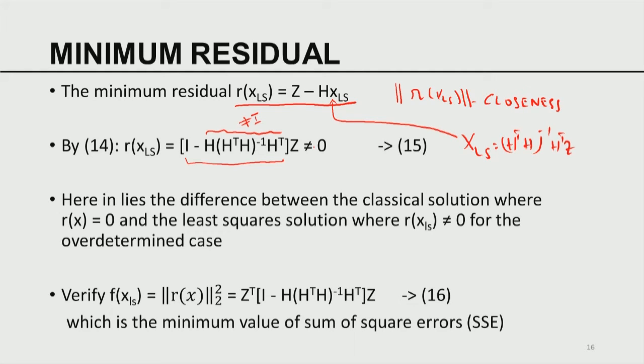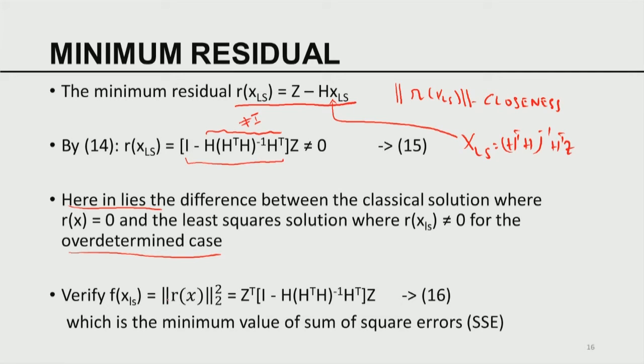the least square solution does not guarantee equality between left hand side and right hand side. The left hand side is not equal to right hand side, but the difference between the left hand side and the right hand side, the length of the difference, the length of the residual vector, is the minimum. So herein lies the difference between the classical solution where Rx is 0 and the least square solution where Rx is not 0 for the overdetermined case. This is the best we could do.